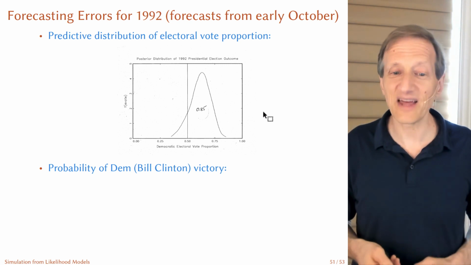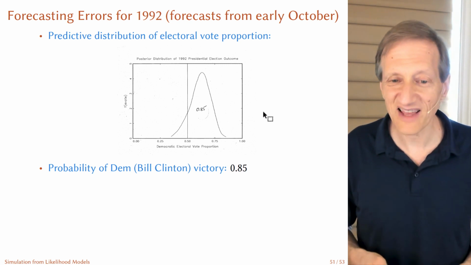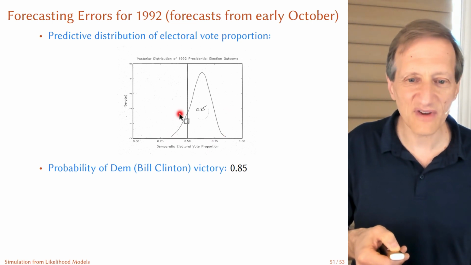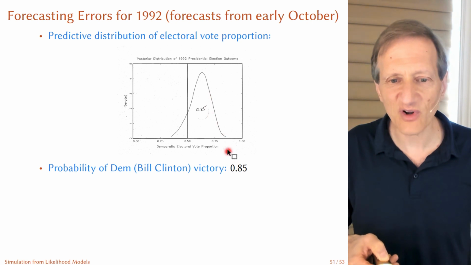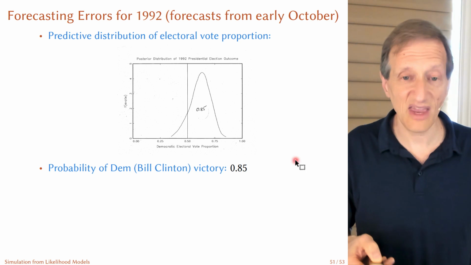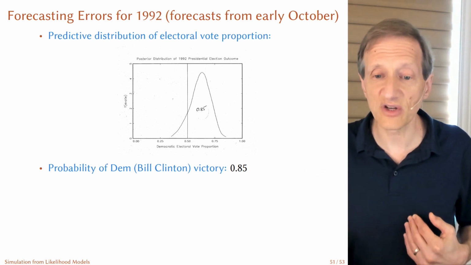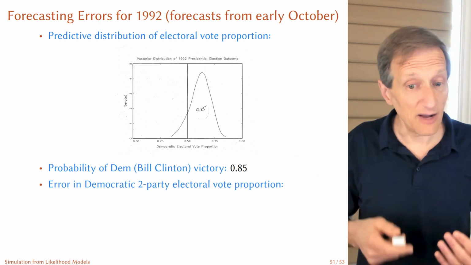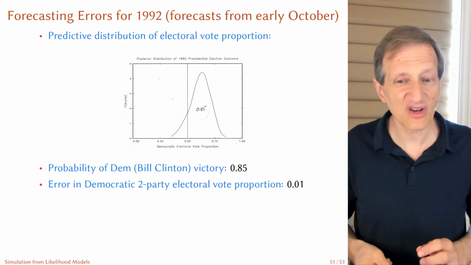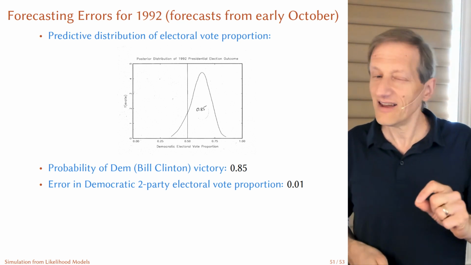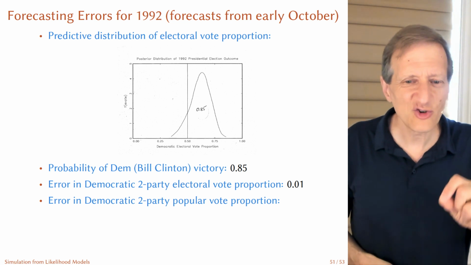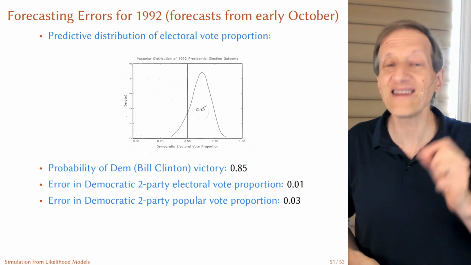This is the probability that Bill Clinton was going to be elected. We predicted the probability is 0.85. This is the distribution of Democratic Electoral College vote proportions, and 85% of the time, according to our calculations, he was going to win. The actual error in the Democratic two-party electoral vote proportion was 0.01. That's ridiculously small. The error in the Democratic two-party popular vote proportion was 0.03.